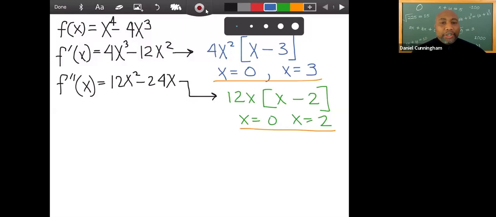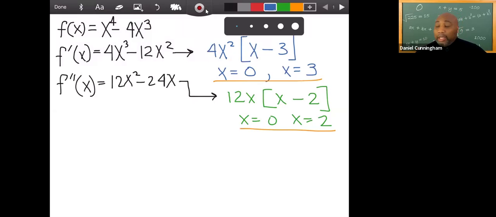Let's look at another function and sketch the graph of this by analyzing certain components of the graph. First thing we're going to do is take the first derivative of this function. So this is a new function. It gives us -15x to the 4th plus 15x squared.